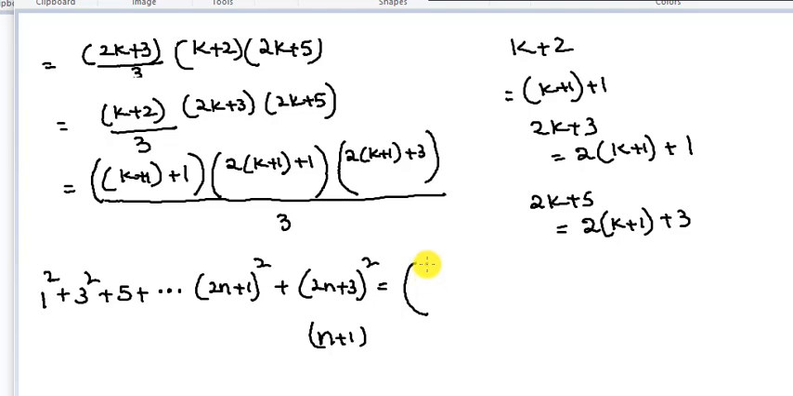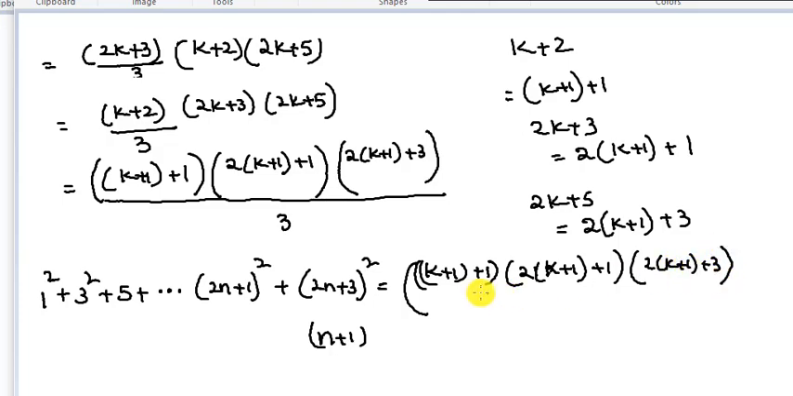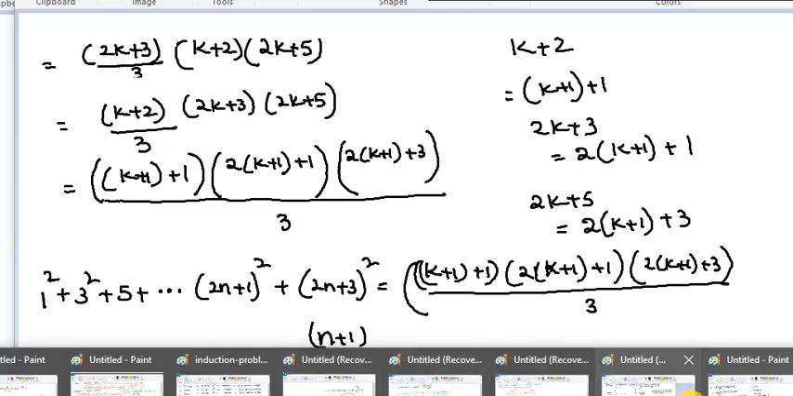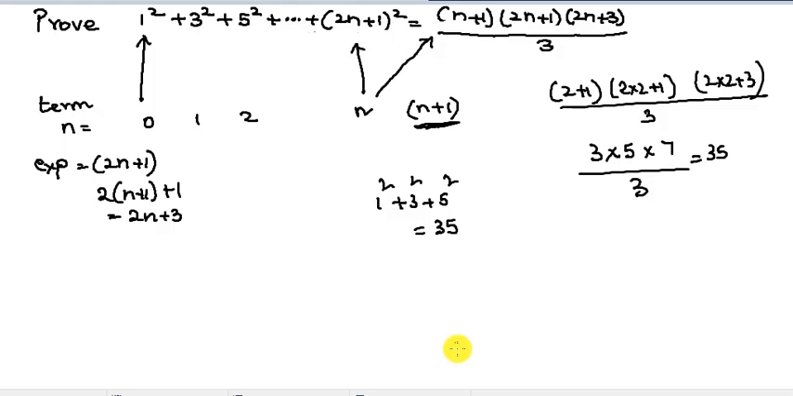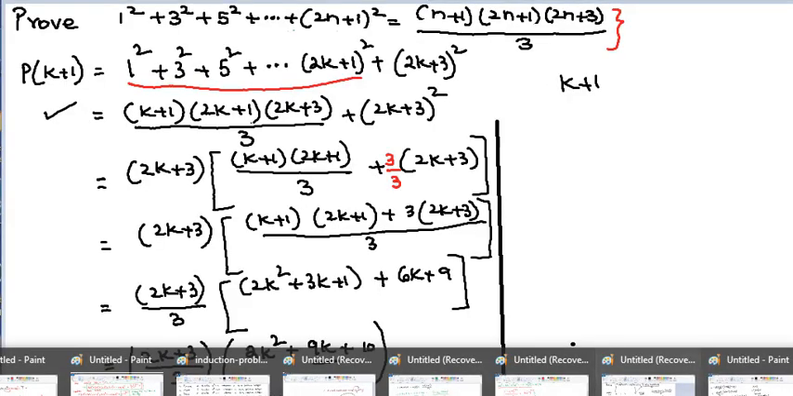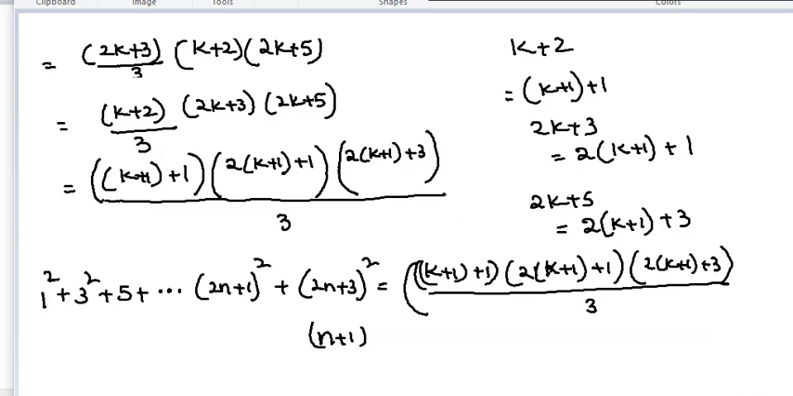As k plus 1 plus 1, to k plus 1 plus 1, to k plus 1 plus 3, by 3. This is exactly where we did, right? This is what we tried to prove, and we got what we want, in a way, right?